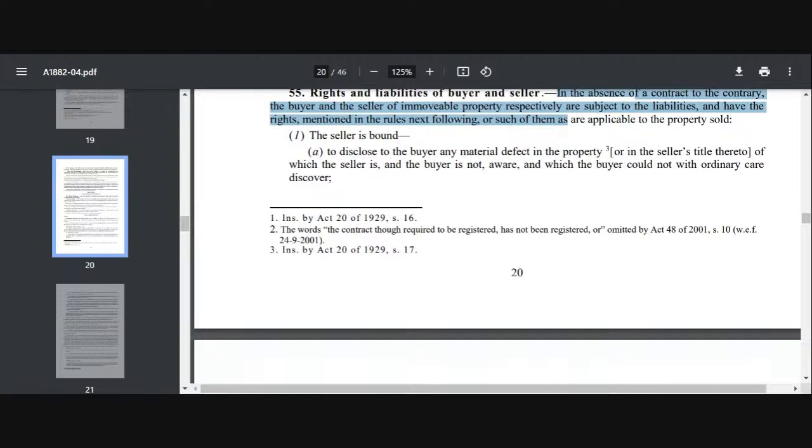बायर की ड्यूटी क्या है एंड बायर के राइट्स क्या है. बायर्स ड्यूटी बिफोर सेल इज टू डिस्क्लोज facts which is materially increasing the value of the property.